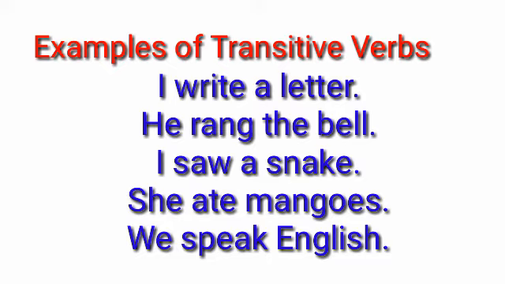In this sentence you see that she is the subject, ate is the verb, which is the second form of eat, and mangoes in this sentence is the object. So that is why we call ate a transitive verb, because it has its own object.